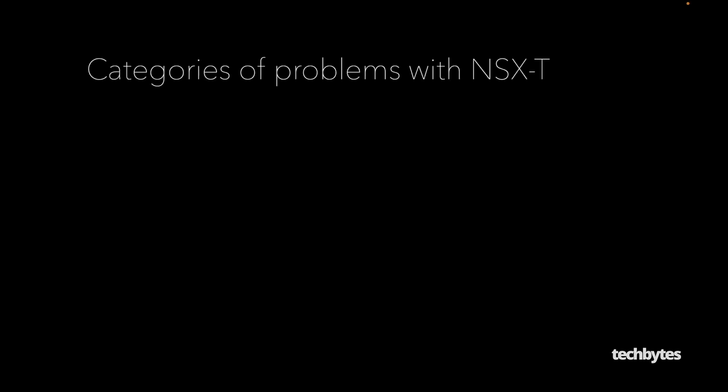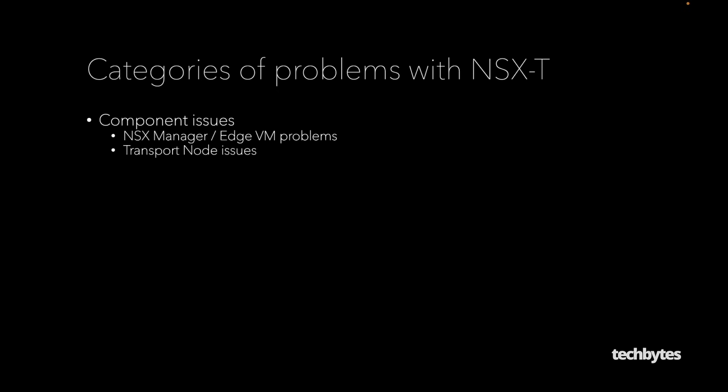So the categories of problems that I would say there are with NSX-T, the first one is what I would call component issues. This is going to be things like the NSX-T manager having issues, or the Edge VM having problems, transport nodes having problems. Again, these are your ESX hosts. This could be things on the transport node side. This could be things like host prep, which is probably one of the most common. So you're trying to prep a host to make it a transport node and you're having issues.